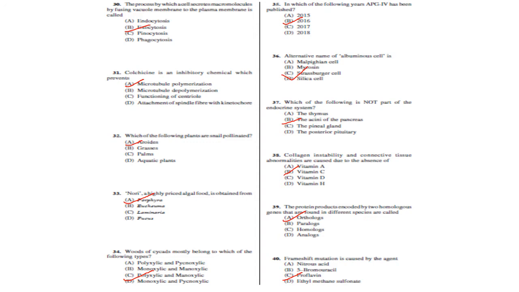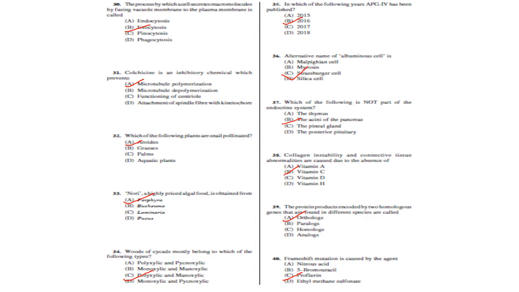Then next one. Collagen instability and connective tissue abnormalities are caused due to the absence of. So they are caused due to the absence of vitamin C. Answer is option B. Then next one. The protein products encoded by two homologous genes that are found in different species are called. So orthologs. Orthologs are genes in different species that evolved from a common ancestral gene by speciation, and orthologs retain the same function during the course of evolution. That is, they encode proteins with the same function in different species.